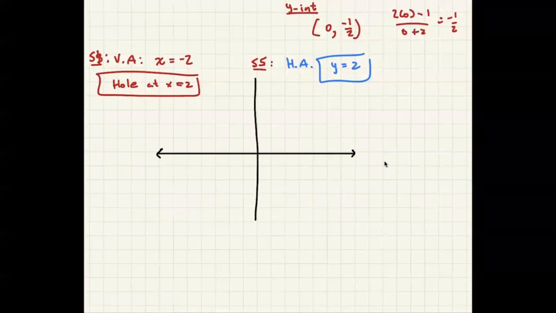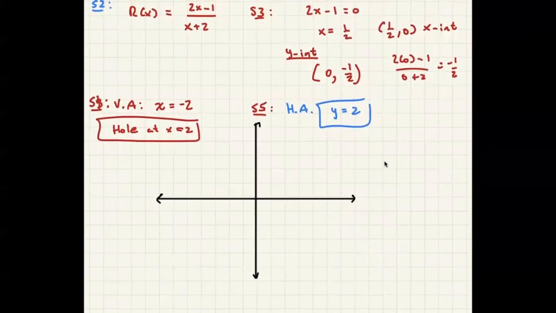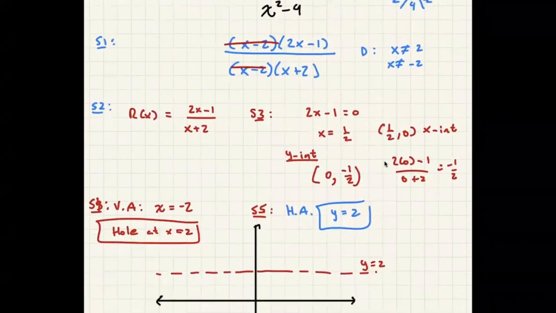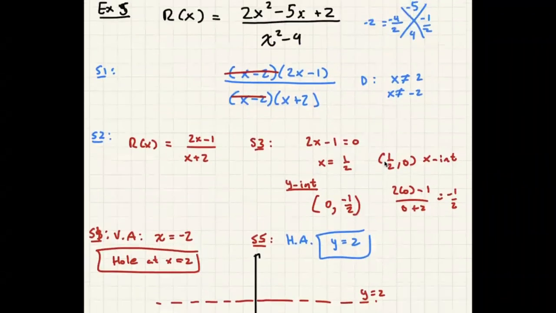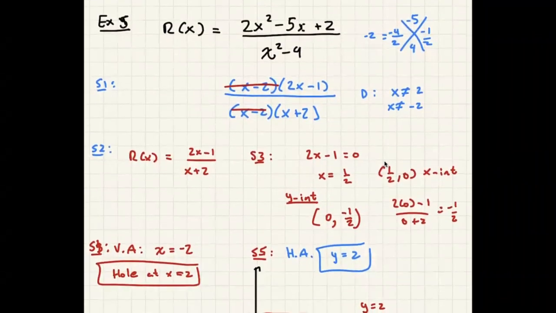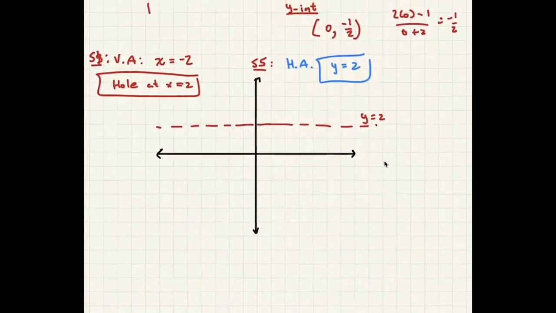And let's look at my graph. All right, so let's see. We're going to have a horizontal asymptote at y equals 2, so we're never going to cross here. And we're going to have a vertical asymptote at, where did I put my vertical asymptote? At x equals -2.